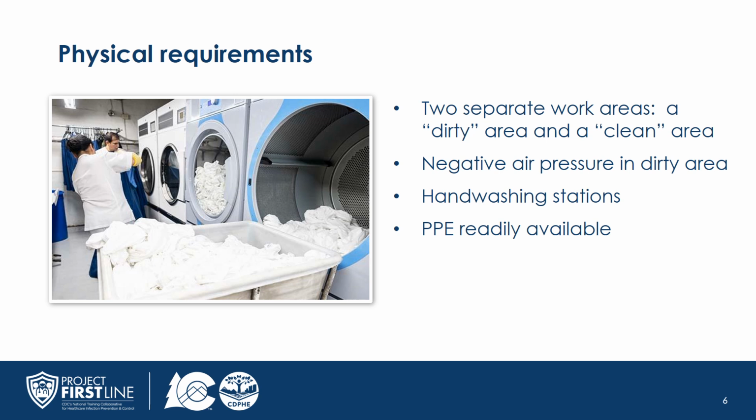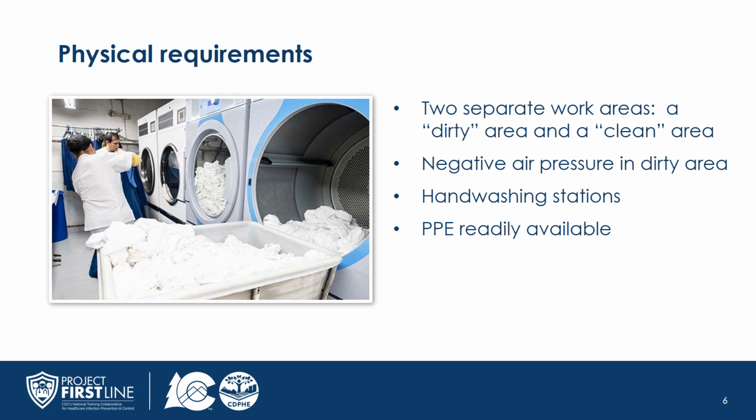Looking at the physical requirements, there should be 2 separate work areas. A dirty area for collecting, sorting, and washing, and a clean work area for drying, folding, and storing. This helps maintain cleanliness and reduces the spread of germs. Additionally, the dirty area should have negative pressure to stop germs from spreading. The work area should include hand washing stations.